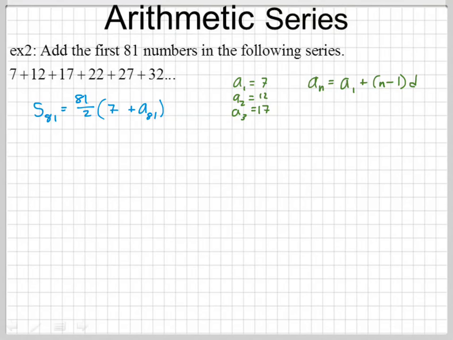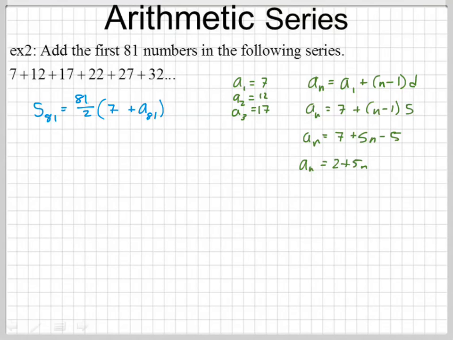Now we know the first term is 7. We're going to keep the n right there. Do we know what the d is, the common difference? 5. And how do we know it's 5? It's because it keeps increasing by 5. All right, so when I simplify this, I get a sub n equals 7 plus 5n minus 5, which would equal 2 plus 5n. So there's a sub n.